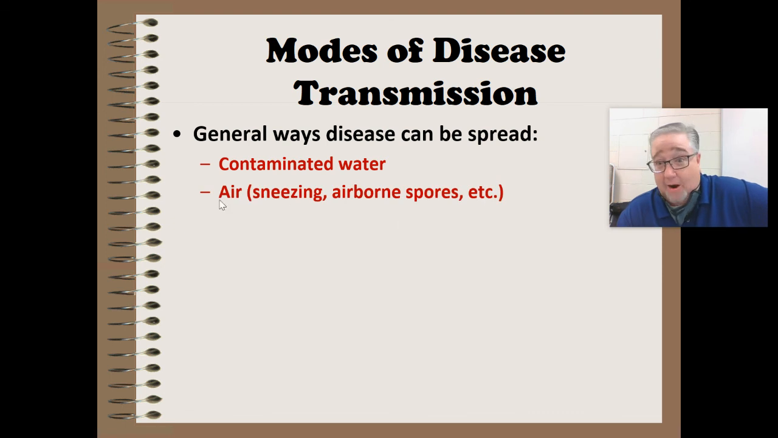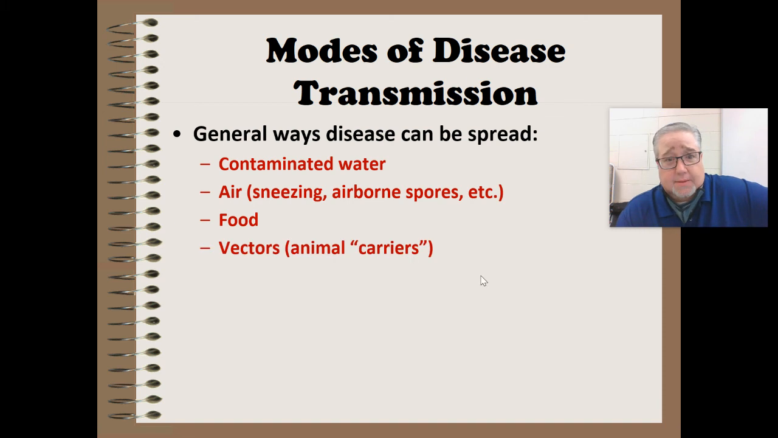They can be spread through the air, sneezing. They can just travel through the air through air currents, and another person can breathe it in. So that's another way. Contaminated food, things like botulism and salmonella. These are food-borne illnesses that people can get.